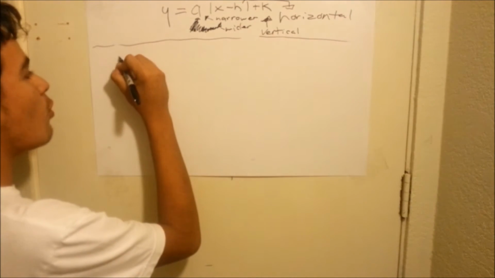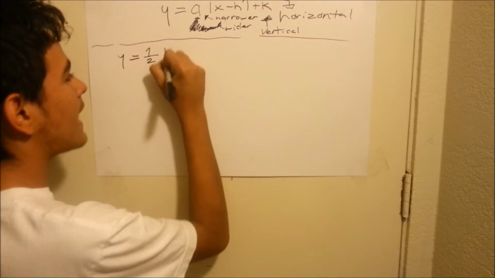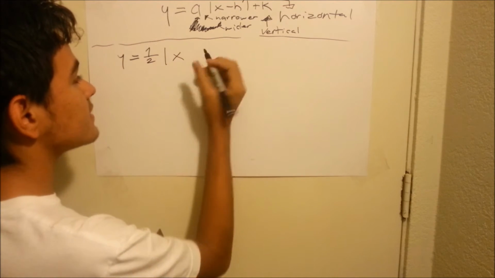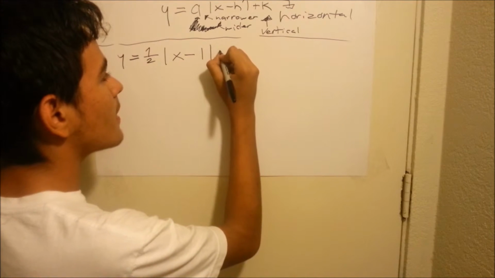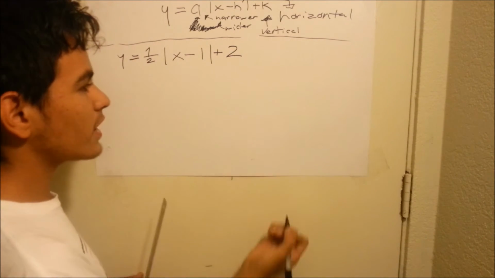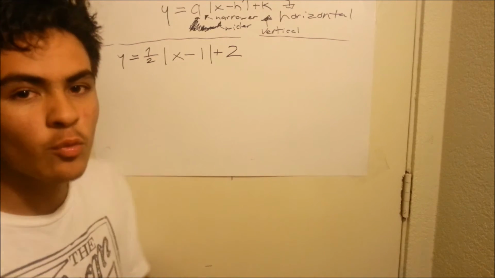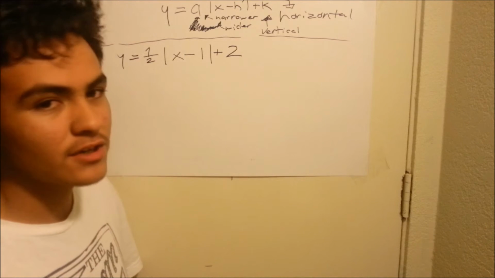Then we're going to be using an equation that we know as y equals 1/2 absolute value bar x minus 1 plus 2. And this is what we're going to graph, and I'm just going to show you a quick thing, but we're going to go on to the other graph, and that's where I'm going to explain it a bit better.